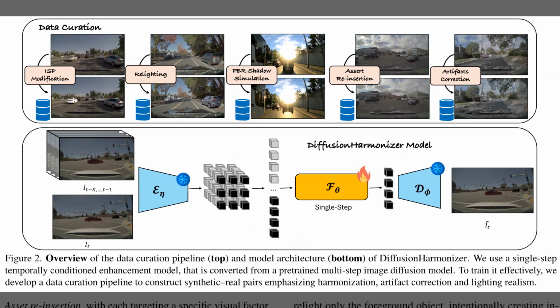Well, Figure 1 showed the results, but Figure 2 explains the system behind them. The top panel details the data curation pipeline, which generates synthetic training pairs, since real-world ground truth is unavailable. It systematically simulates 5 factors: ISP modification, relighting, PBR shadow simulation, asset reinsertion, and artifact correction. Then, the bottom panel shows the runtime model. It uses the current frame, plus a short history of previous frames to ensure temporal consistency, feeding into the yellow single-step backbone to generate the enhanced video.